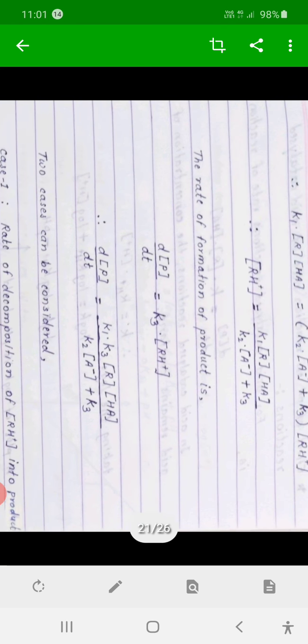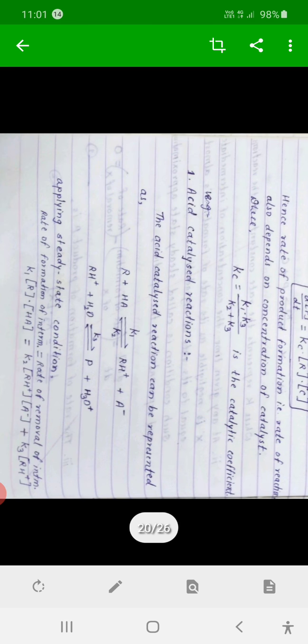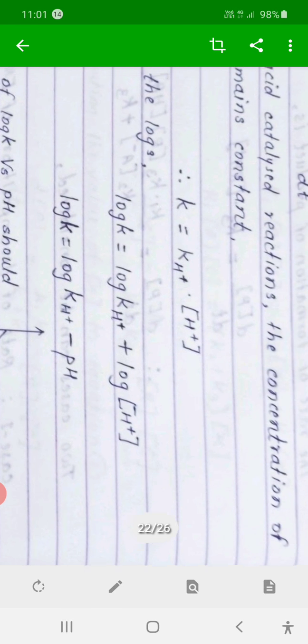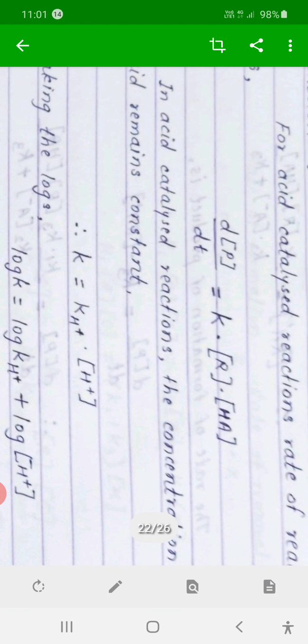For acid catalyzed reaction, what was the equation? That one is, for acid catalyzed reactions, K is equal to KH plus, that is the rate constant for acid catalyzed reactions, into concentration of H plus.